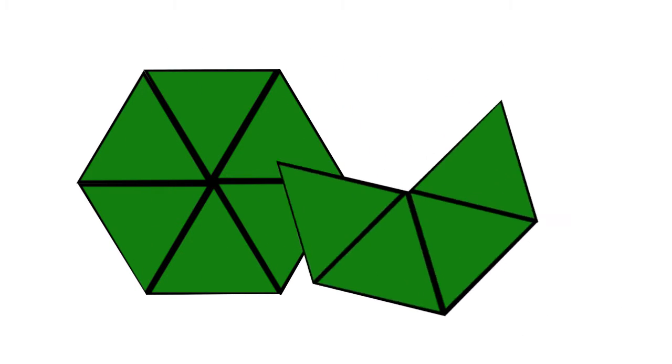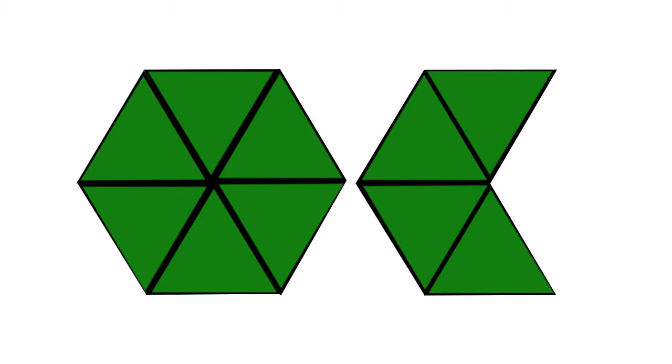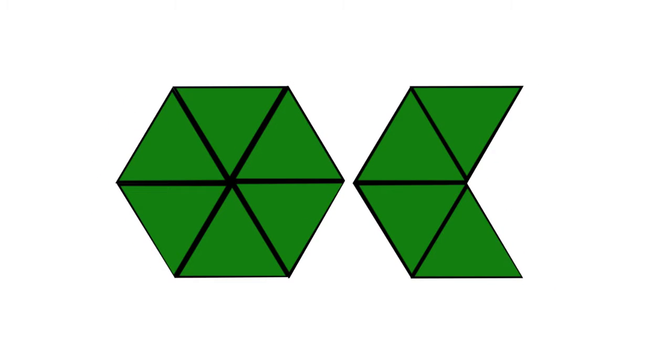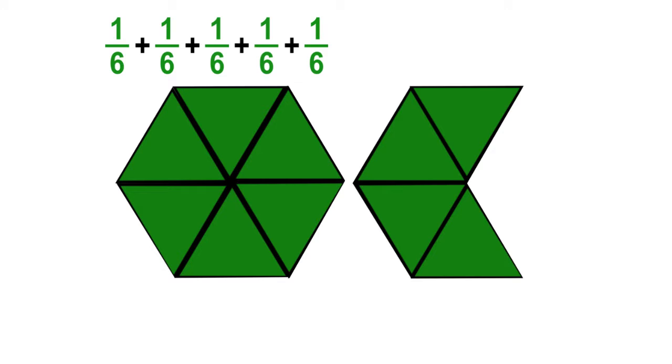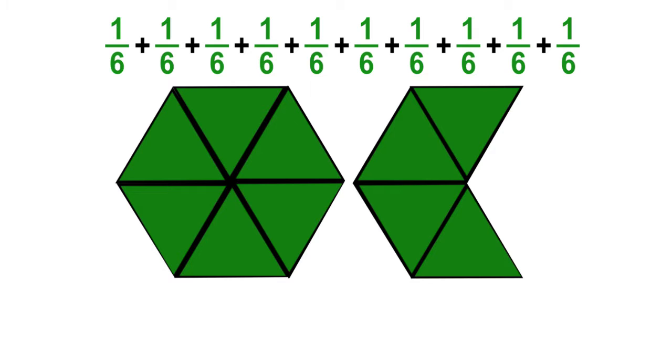By regrouping the triangles this way, it's easy to see the one whole, so this could also be 1 whole and 4/6. If we write the repeated addition equation for this design, it would be 1/6 plus 1/6 plus 1/6 plus 1/6 plus 1/6 plus 1/6 plus 1/6 plus 1/6 plus 1/6 plus 1/6, or the multiplication equation 10 times 1/6.